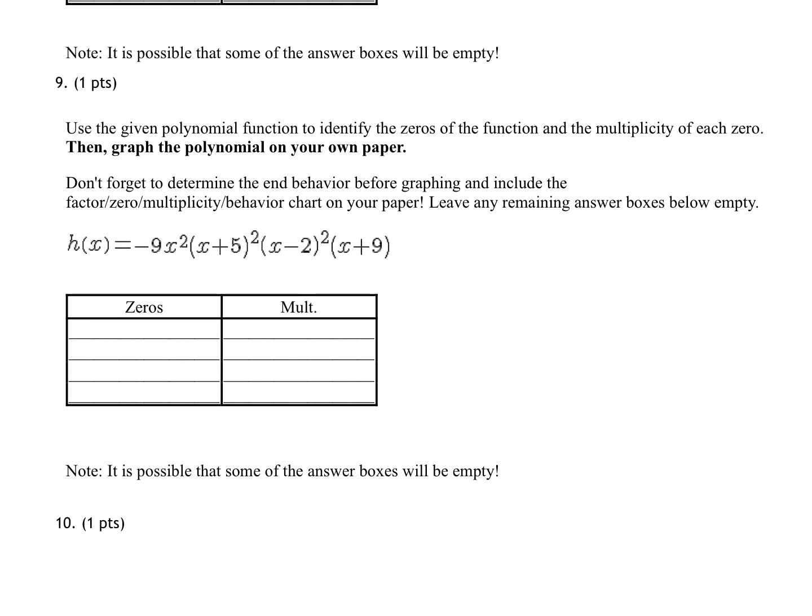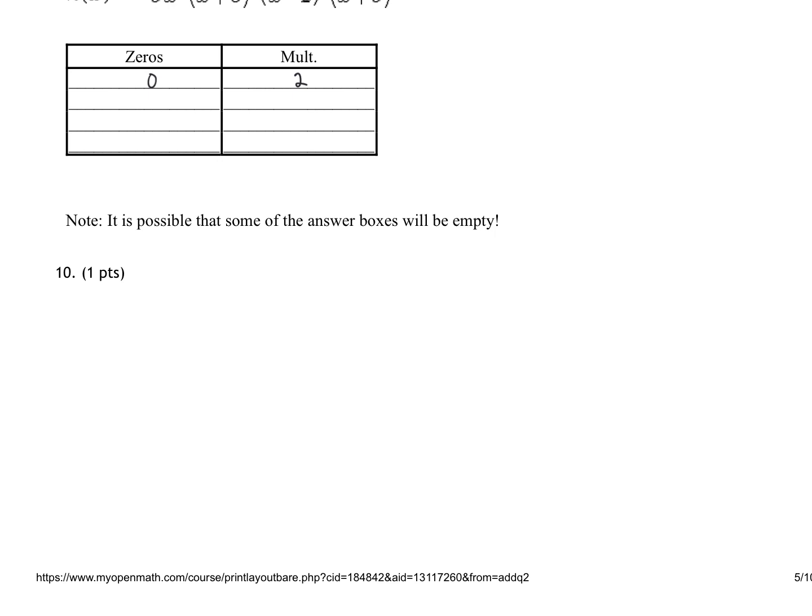All right, number 9. Use the given polynomial function to identify the zeros of the function. This is really similar, so I'm going to skip this one. The only difference is that we have a 0 of 0 here. So make sure you include 0 as a 0 and the multiplicity 2. Other than that, the same thing will be done for the rest of the factors as above.